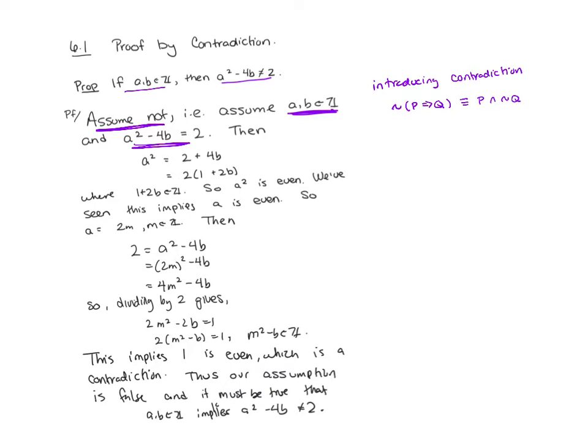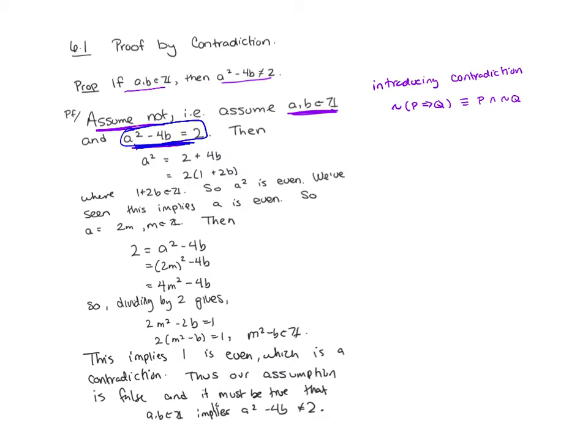Then, now I've assumed this is equal to 2 as part of my proof by contradiction. So I am allowed to use that. Remember, usually we can't use our conclusion as part of what we're trying to show, because I'm just trying to show it. I don't know that it's true. But here I have assumed the negation of that, so I can use that.